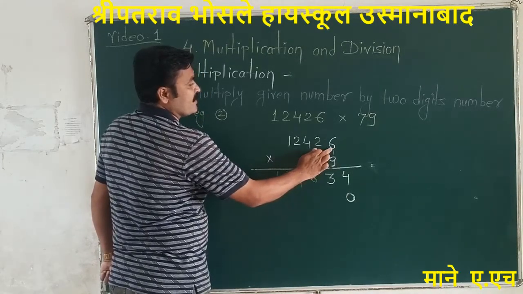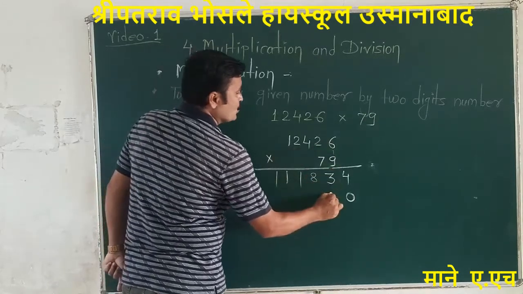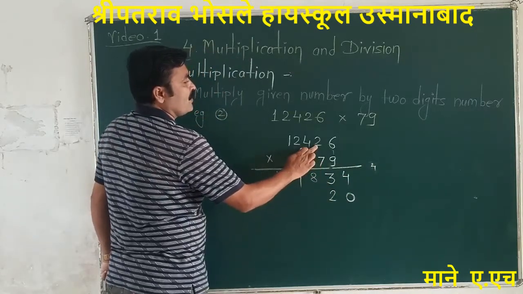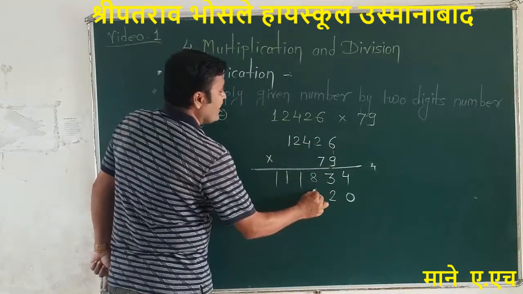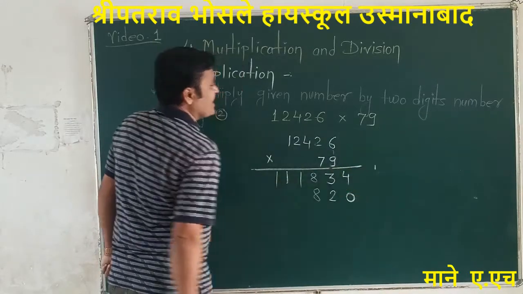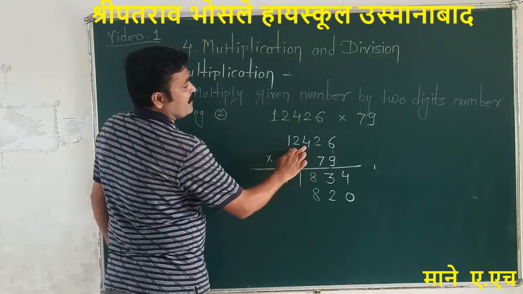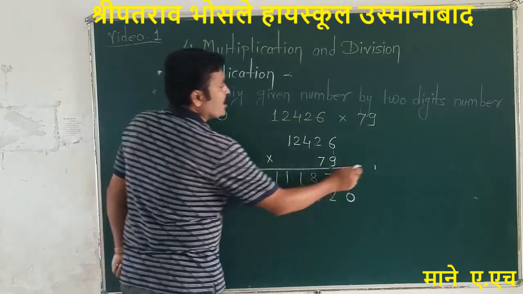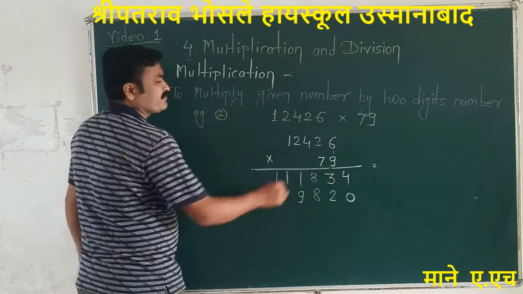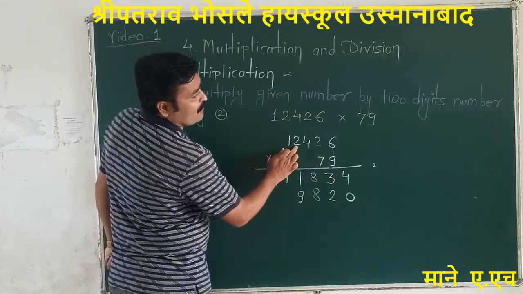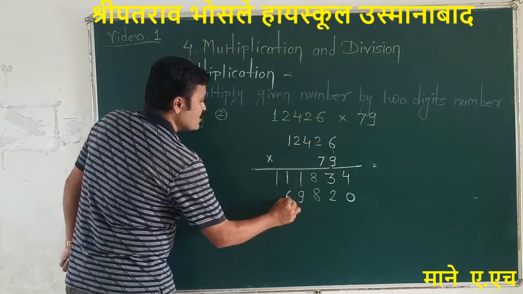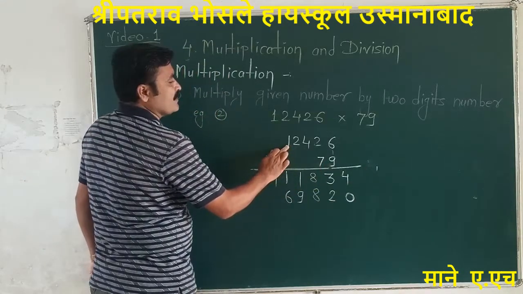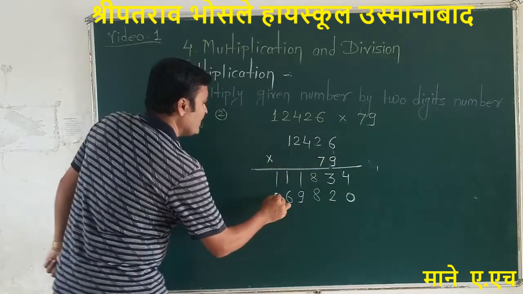So 7 into 6, 7 6s are 42, write here 2, 4 taken as carry. 7 2s are 14, 14 plus 4, 18, write here 8, 1 taken as carry. 7 into 4, 7 4s are 28, plus 1, 29, write here 9, 2 taken as carry. 7 2s are 14. 14 plus 2, 16. Write here 6. 1 taken as carry. 7 into 1, 7. 7 plus 1, 8.